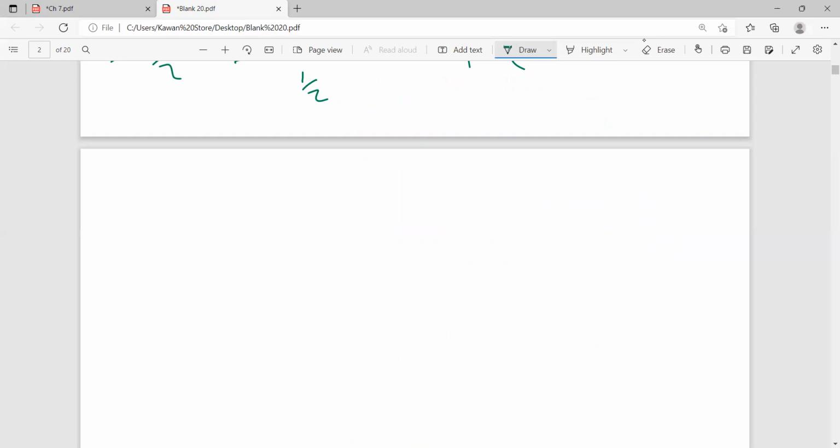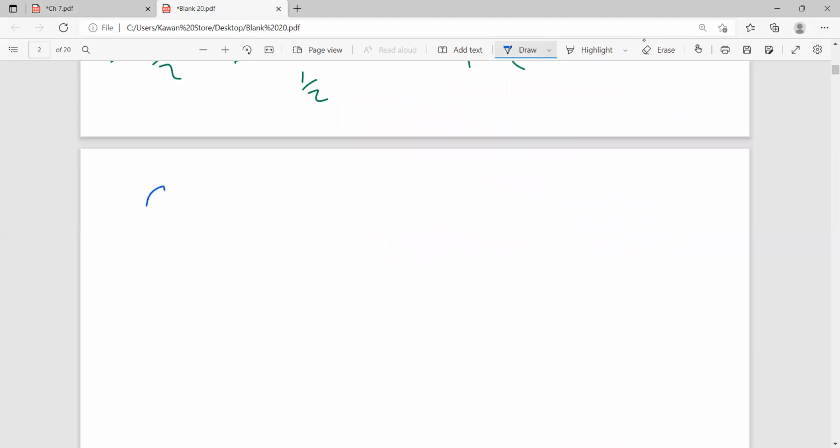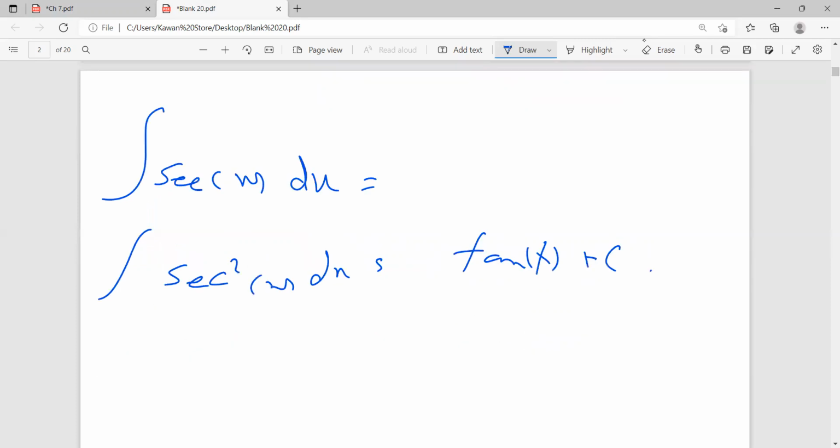For cosecant, sorry, for secant, let me ask you a question. The integral of secant is equal to what? Do we have any direct formula? No. Maybe in your mind, we have that one. Yes, you are right. This one is equal to tan of x plus c. Maybe in your mind, we have that.